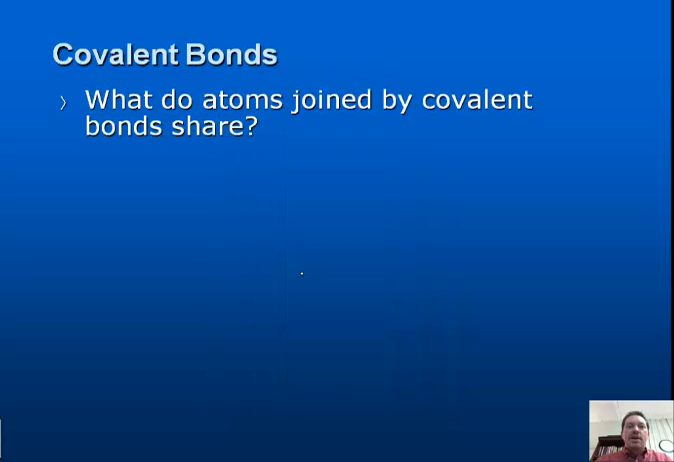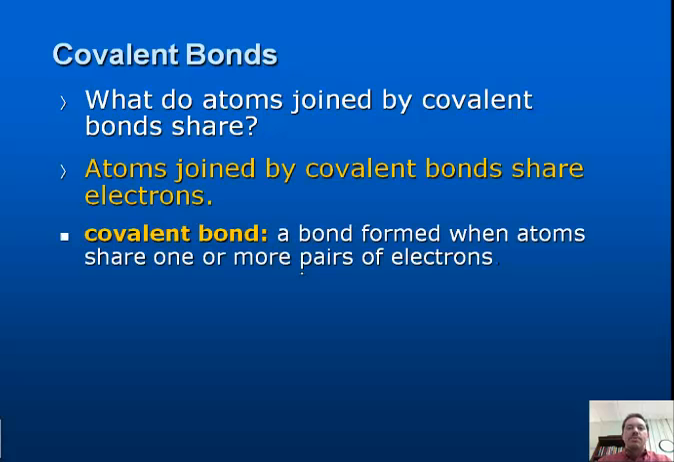Alright, covalent bonds. What do atoms joined by covalent bonds share? Atoms joined by covalent bonds share electrons, and they're sharing those outermost electrons. Those valence electrons are being shared now. So a covalent bond is a bond formed when atoms share 1 or more pairs of electrons. So now we can share more than just 1 electron. We can share several electrons.